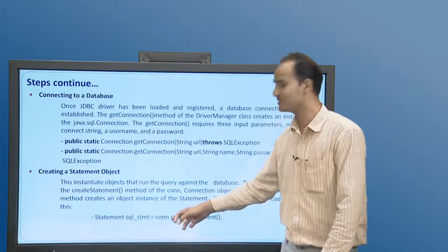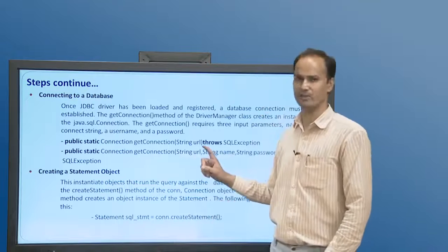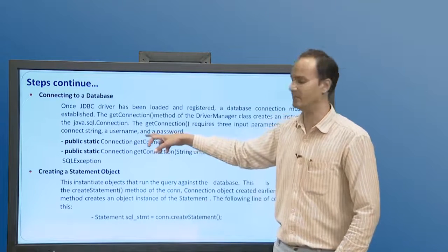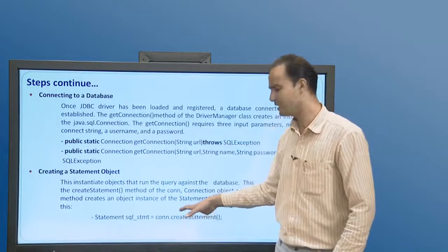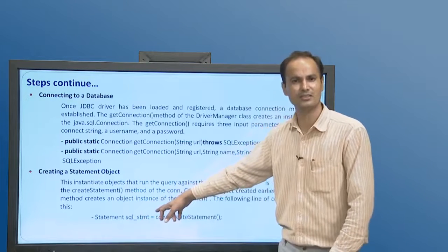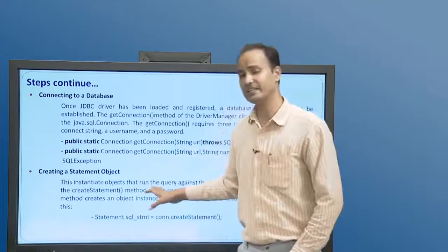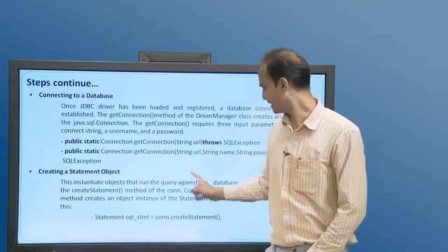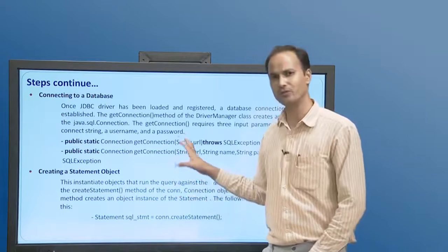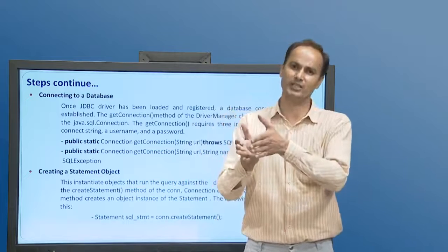The connection instance helps us to create a statement using the method createStatement. So the createStatement method is a method of the Connection interface. Once this method executes, it will return us the Statement instance. So we are creating the Statement instance using the Connection createStatement method. Once this executes, we have a Statement instance to fire the query to the underlying database.